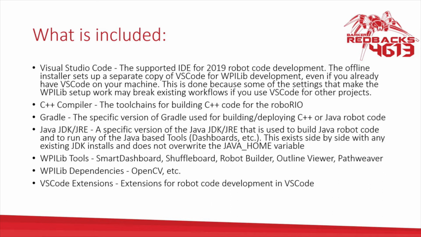It comes with all the tools you've expected from WPILib, such as SmartDashboard, Shuffleboard, Robot Builder, OutlineViewer, and new ones such as PathWeaver. And it comes with WPILib dependencies such as OpenCV, etc., as well as some default Visual Studio Code extensions for code development, which do help quite significantly with coding your robot.